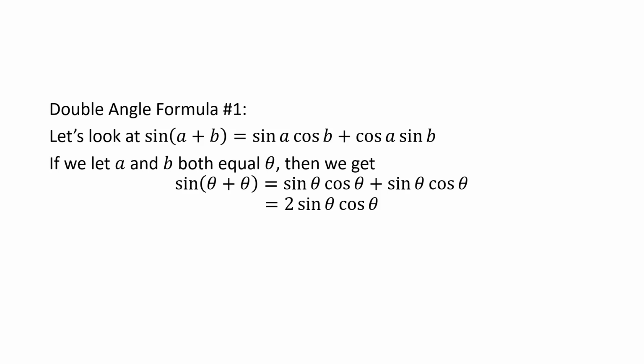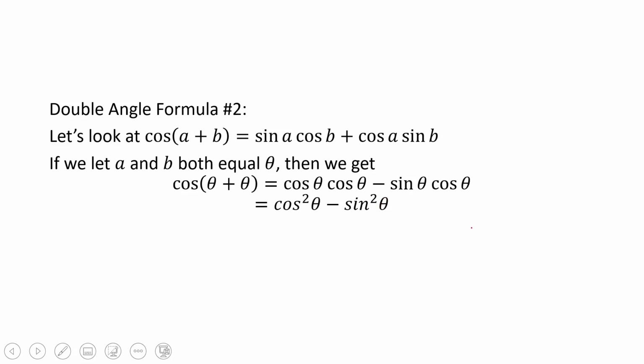So let's look at double angle formula number 1. The sine of A plus B equals sine A cos B plus cos A sine B. What if we let both A and B equal theta? Then we would have sine theta cos theta plus cos theta sine theta. Or in other words, we can rearrange cos theta sine theta to sine theta cos theta. We'd literally have the same term twice, and that would equal 2 sine theta cos theta. Well, that is a double angle formula. The sine of 2 theta always equals 2 sine theta cos theta.